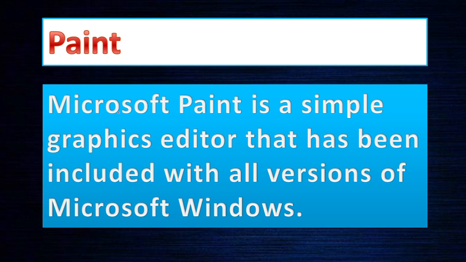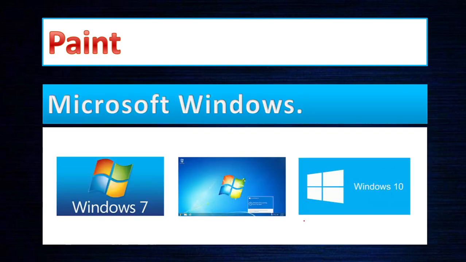Next, we'll move to Paint. Let us understand what Paint is and how to work in MS Paint. Microsoft Paint is a simple graphics editor. Notepad is a text editor, Notepad++ is a text editor, whereas Paint is the graphics editor that has been included with all versions of Microsoft Windows. By default, it's available in Microsoft Windows. Therefore, you can always use Paint to do some basic graphic editing.